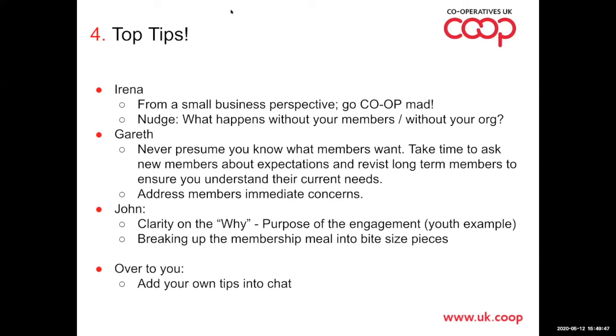And that's fine, that's active membership. Others want to be engaged, and we want to engage with people on all levels. So I think variety is the key for us at Central England Co-op to engaging with members.